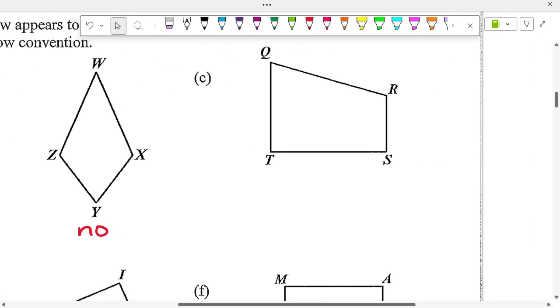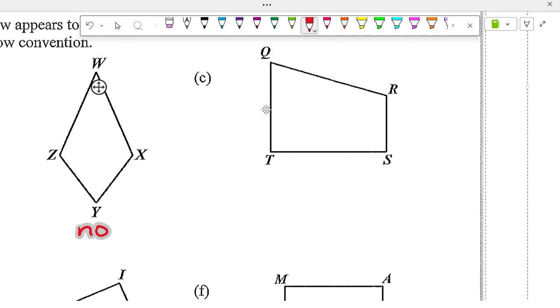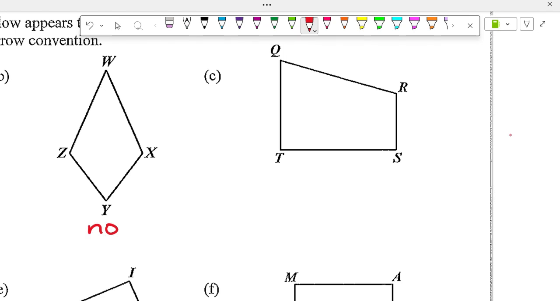What about C? Do any sides appear to be parallel to each other? Yes, which side specifically? RS and QT, good. Since RS is parallel to QT, and remember, these arrow ticks are the symbol for parallel on a shape, we're going to say it's a trapezoid.